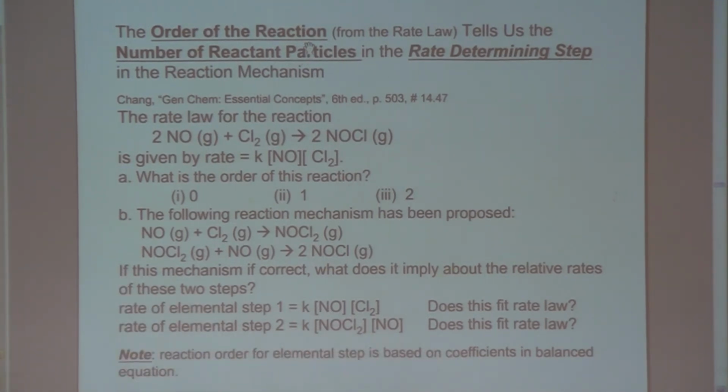Like I said, the order of the reaction tells us the number of reactant particles in the rate determining step. So let's do this as an example. Here's the reaction: 2NO plus Cl2 gives 2NOCl. This is from the textbook, problem 14.47.